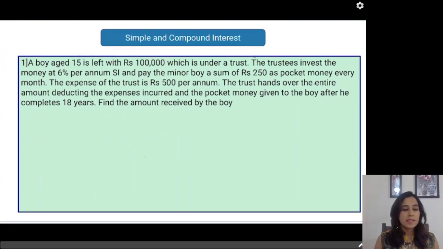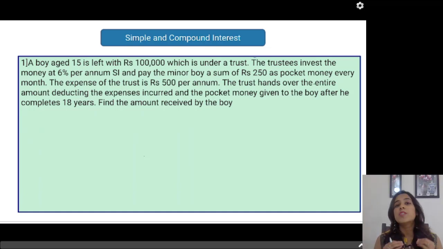The first problem is, a boy aged 15 is left with 100,000 rupees which is under a trust. The trustees invest the money at 6% per annum simple interest and pay the minor boy a sum of rupees 250 as pocket money every month. The expense of the trust is rupees 500 per annum. The trust hands over the entire amount, deducting the expenses incurred and the pocket money given to the boy, after he completes 18 years. Find the amount that is received by the boy.